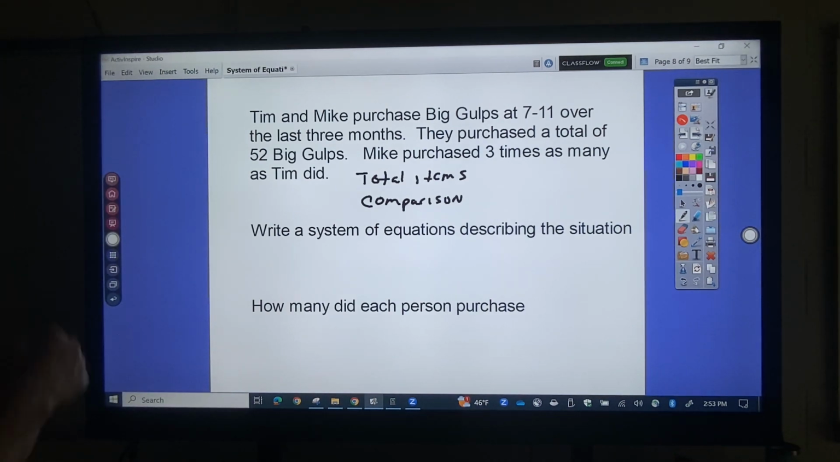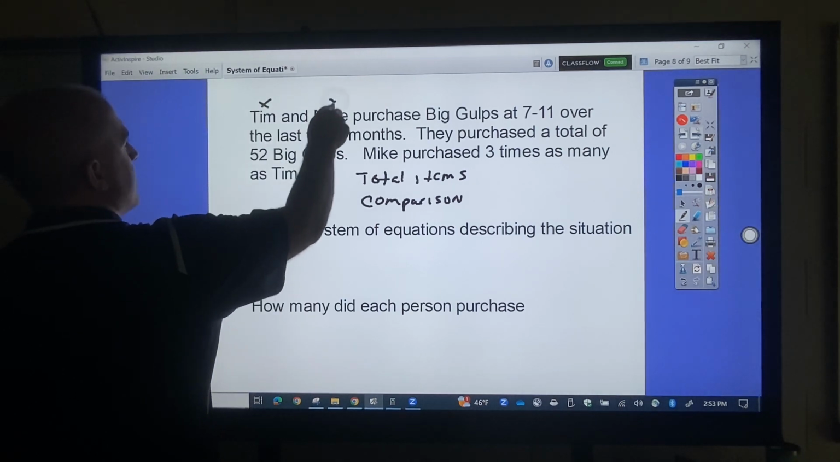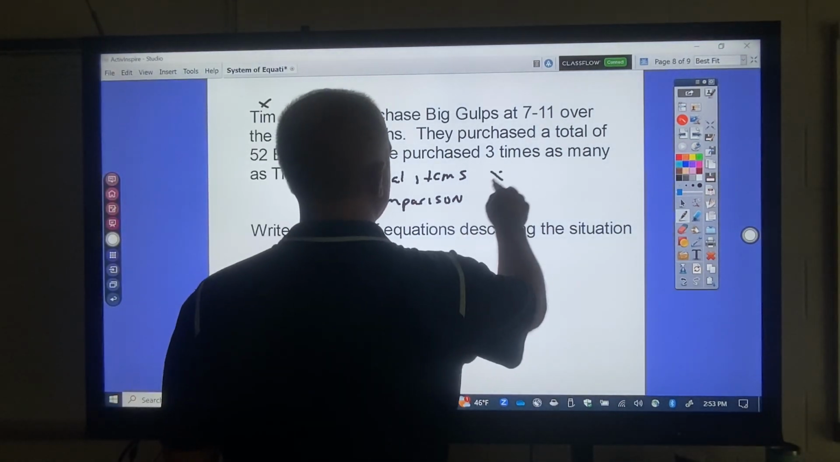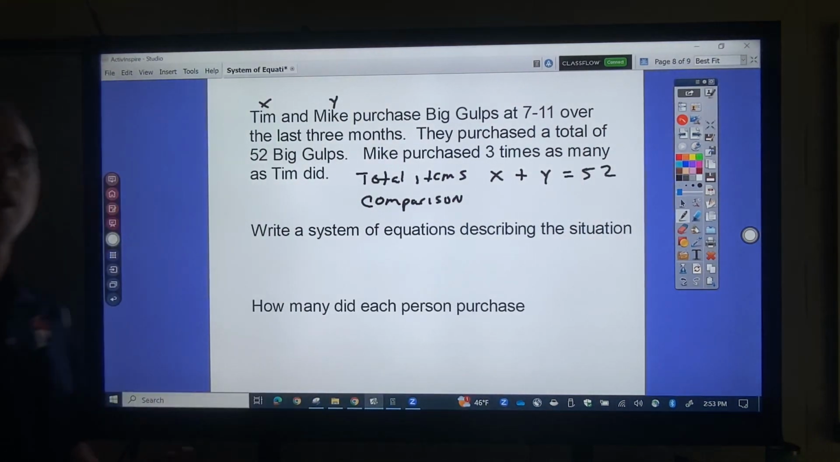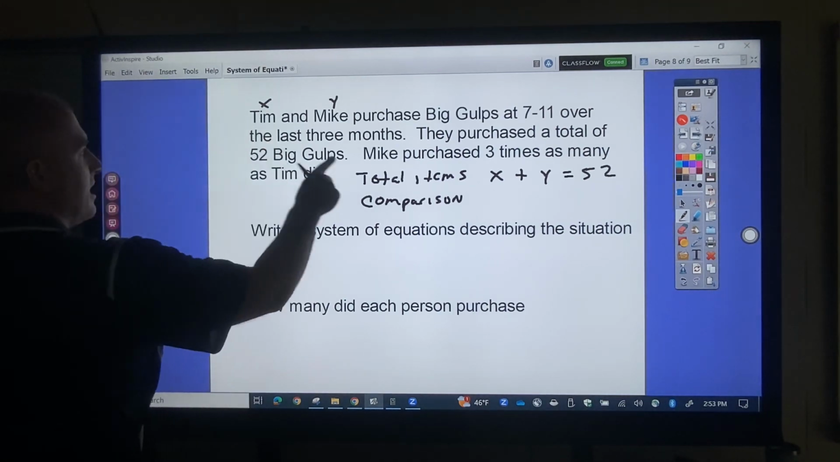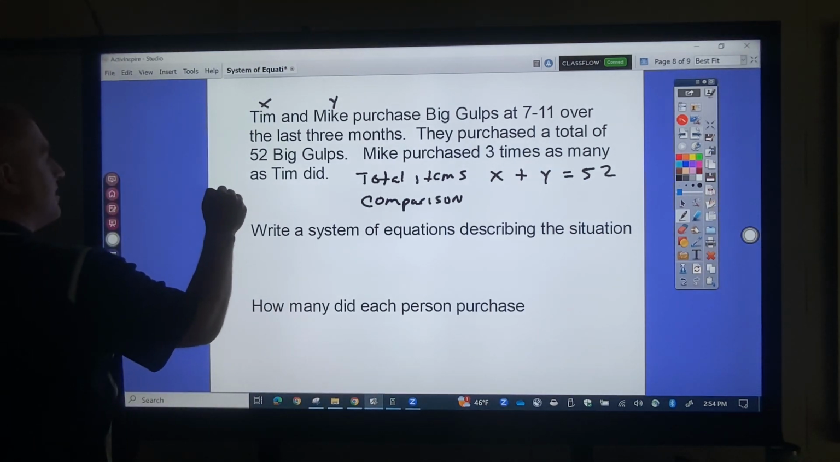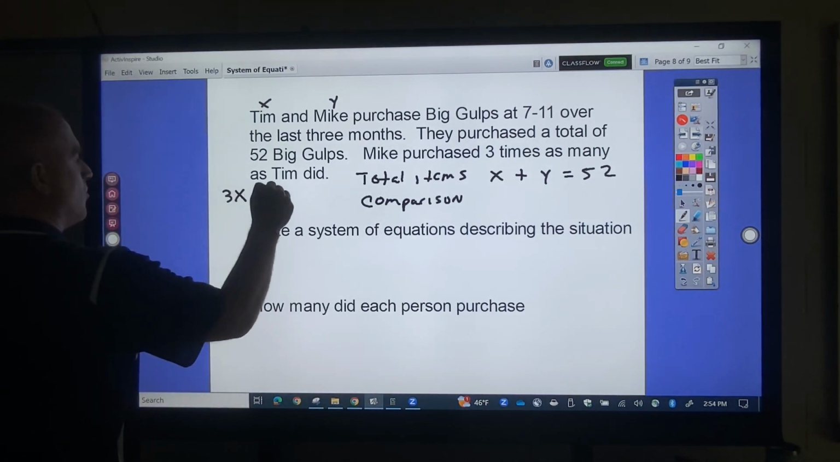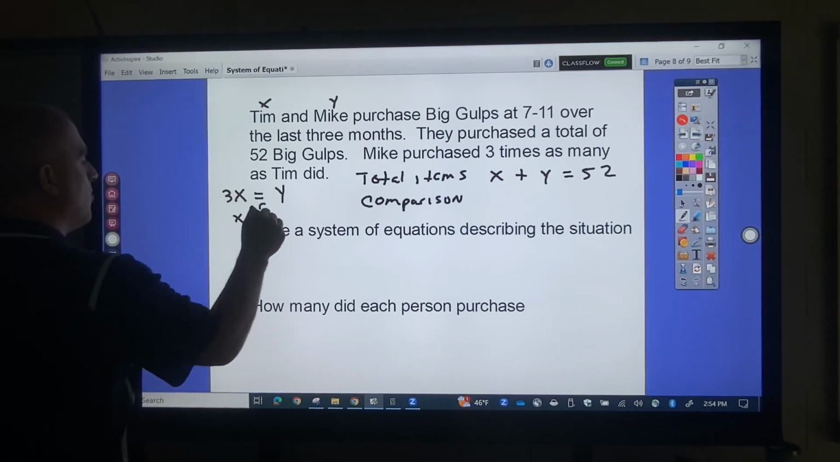Okay? Now, the total items. So we're going to make Tim X and Mike Y. So X plus Y, they were 52. So just like I had on the other problems. Now, the second one is we have to compare. It says Mike purchased 3 times as many. So the question is, is it 3X equals Y, or is it X equals 3Y?